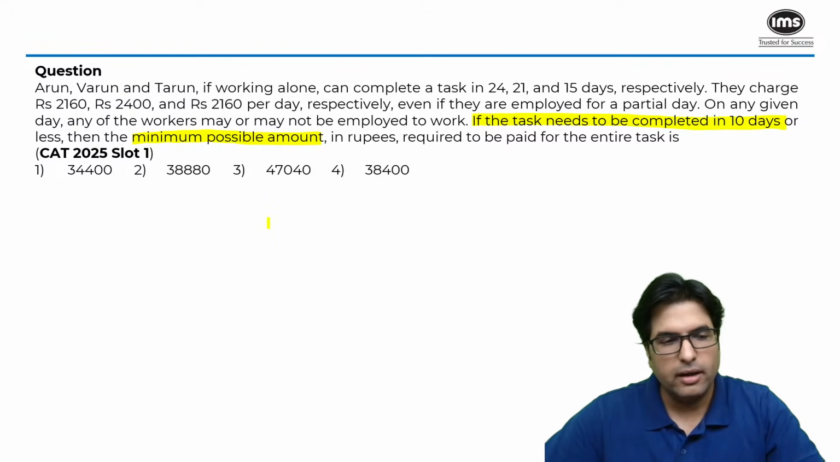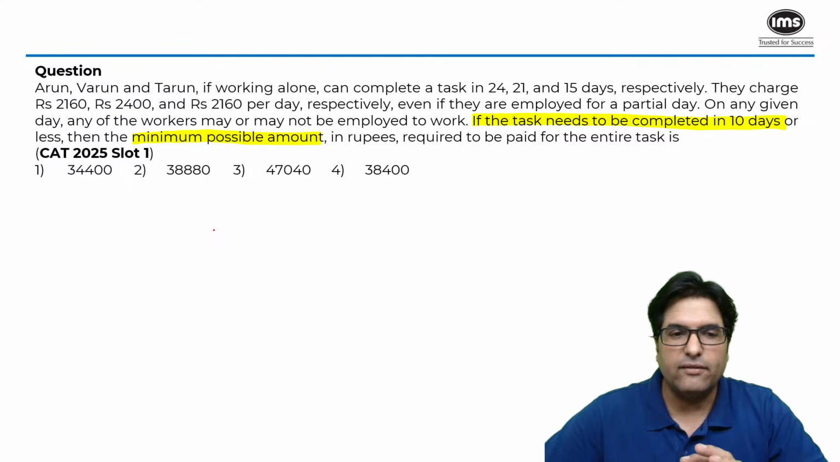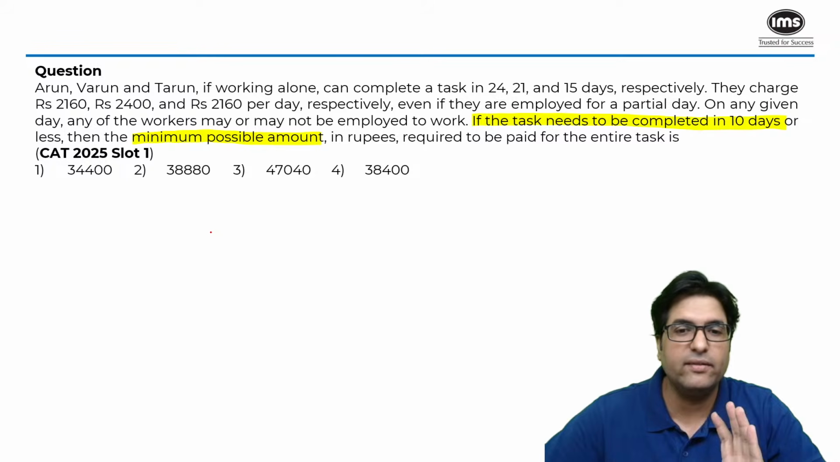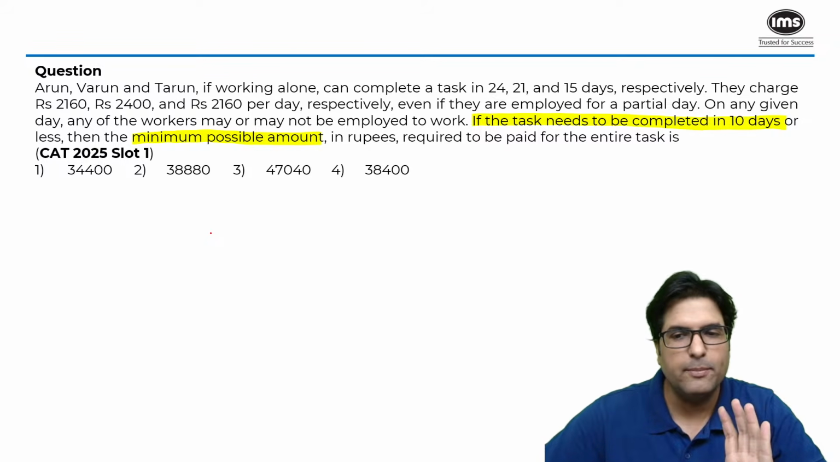So let's move ahead. A, V and T working alone can complete a piece of task in so many days. They charge rupees Z's per day respectively, even if they are employed for a partial day. Which means per day you will have to pay 2160 rupees to Arun, even if you are using him for half a day or 3/4 of a day. So partial payment for a day is not possible. You'll have to pay them fully. Per day charge is given. What is it that they charge?